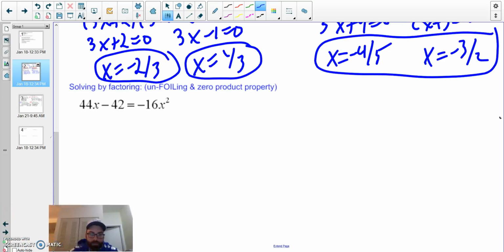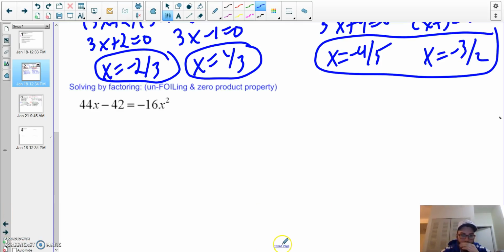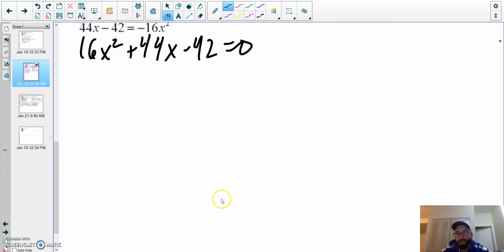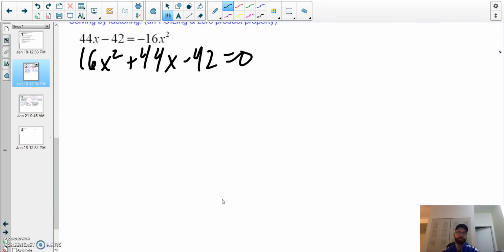Here we go. We're cruising. Here's what we're going to do. I'm going to get you started on this one, then I'm going to let you go. All right, so I've got 16x squared plus 44x minus 42 equals 0. I feel as though there may be a greatest common factor here. I just have a hunch.